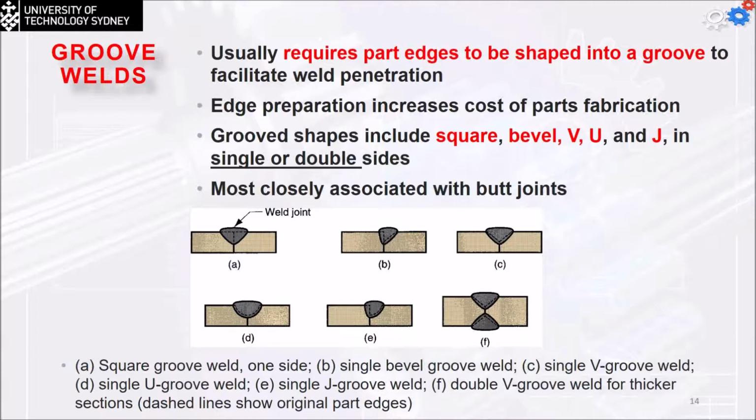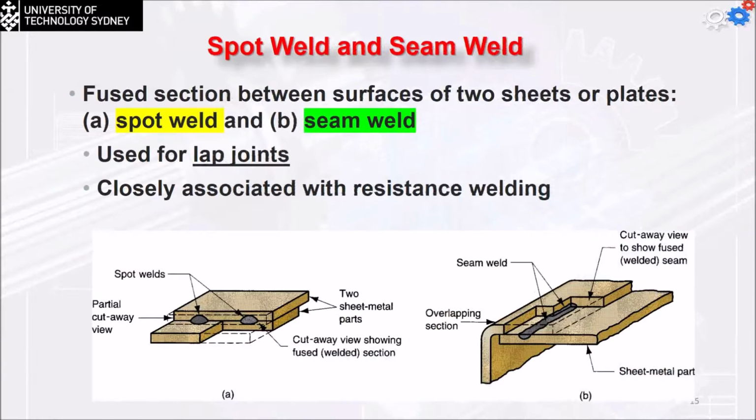The spot welding and the seam welding. Usually this one is done by applying pressure and temperature at the same time, because we cannot access the area where the welding joint is going to appear. So usually the fused section between the surfaces of the two sheets or plates is done either as spot welding, where we have small spot nuggets, or as seam welding. Used for the lap joints, where we don't want to access the edges, and instead we do it inside.